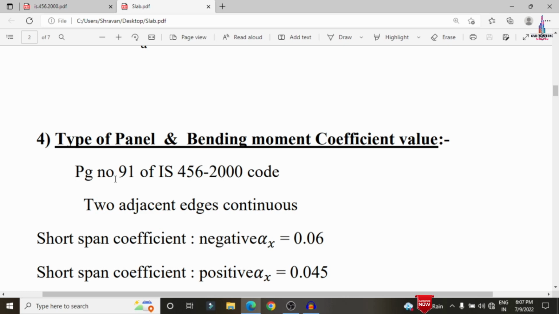Before calculating the bending moment values, we need to take the coefficient values, alpha x and alpha y, for the negative direction as well as the positive direction for the particular slab section. The alpha x and alpha y values are available in the IS 456 2000 code book, on page number 91.